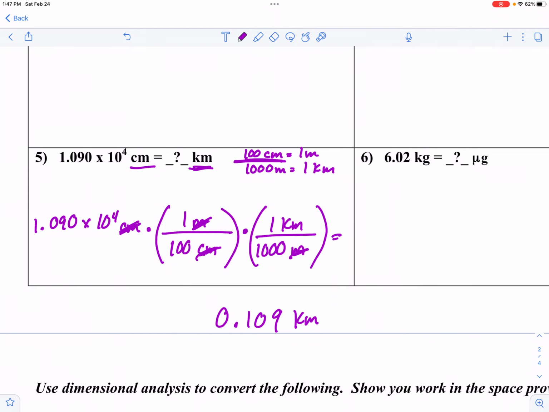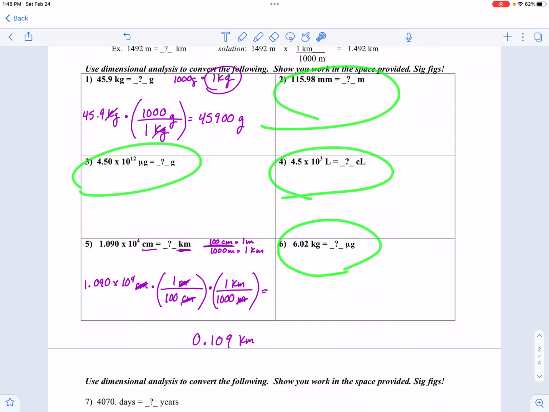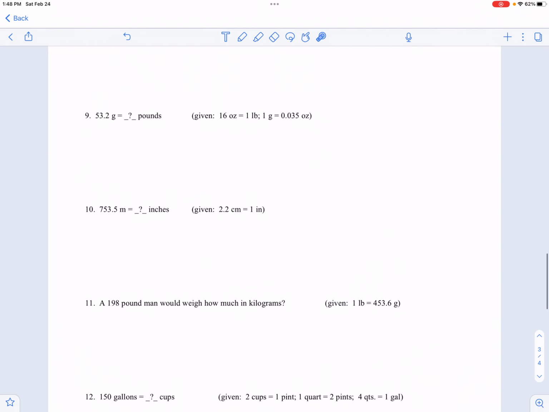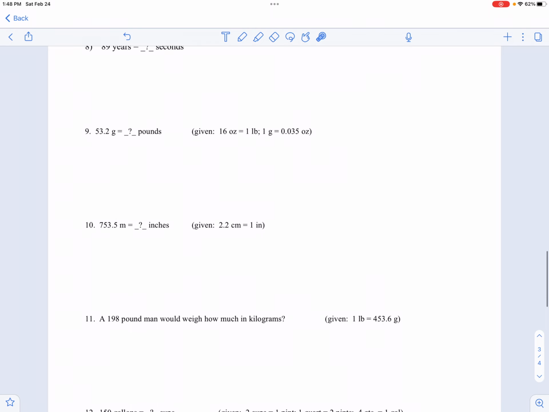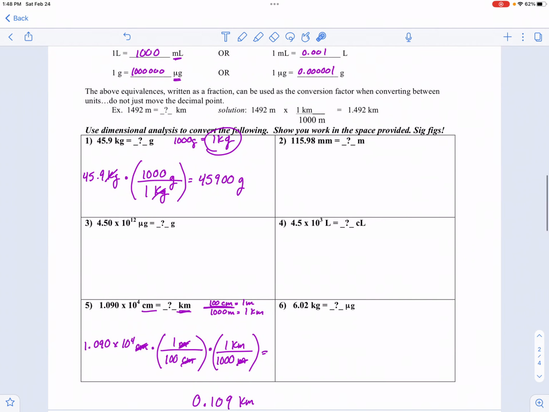All right, so that's how you're going to do dimensional analysis. You all are going to go through and finish up these worksheet problems. You're going to work on the next page. And then when we talk next, we're going to start talking about a new unit called the mole. And so all of this is in preparation for using the mole and converting from the mole into other units.